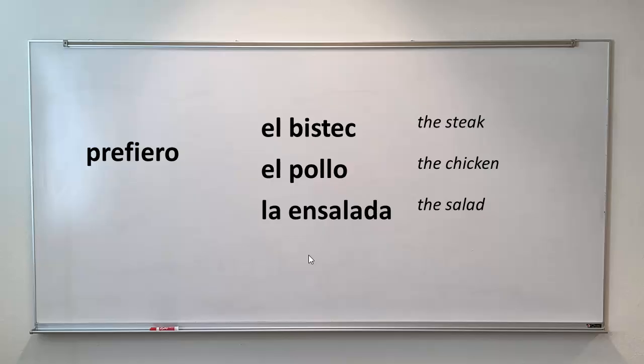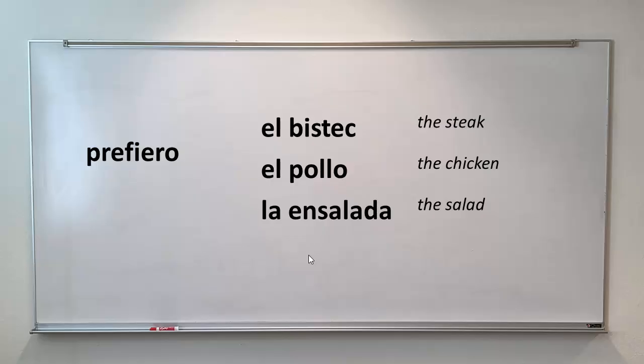So let's say you're at a restaurant and you have the option of el bistec, the steak, el pollo, the chicken, or la ensalada, the salad. And in this case, you have some options, so you can say which one you prefer. If you want to say, I prefer the steak, you would say, prefiero el bistec. Prefiero el bistec.